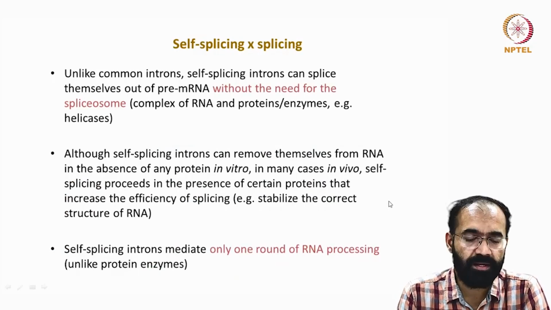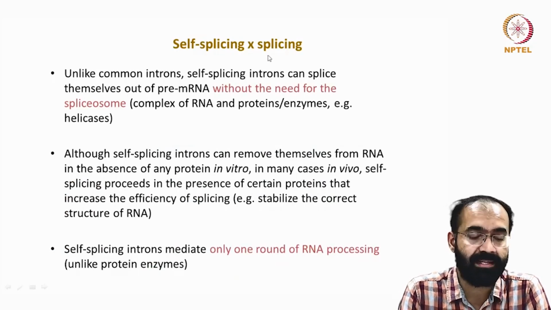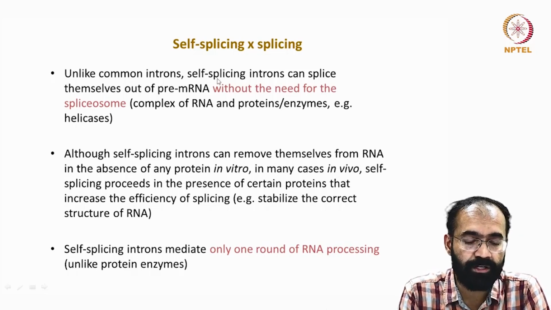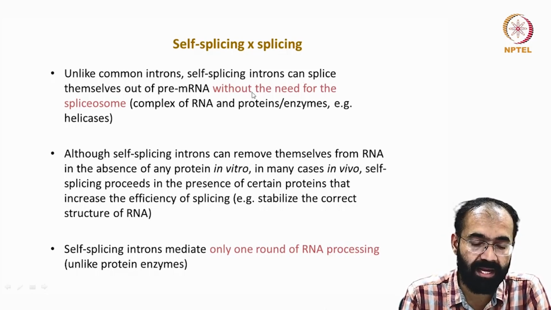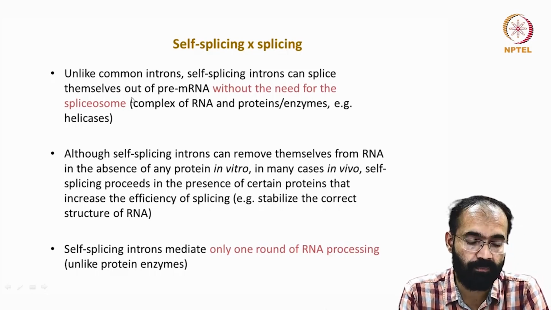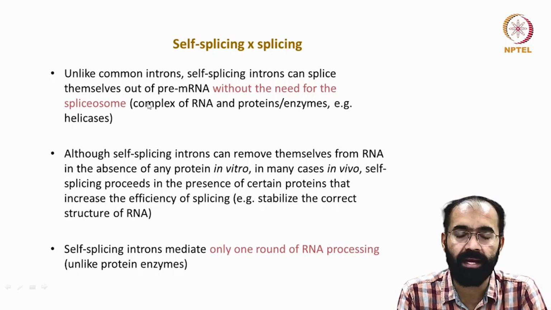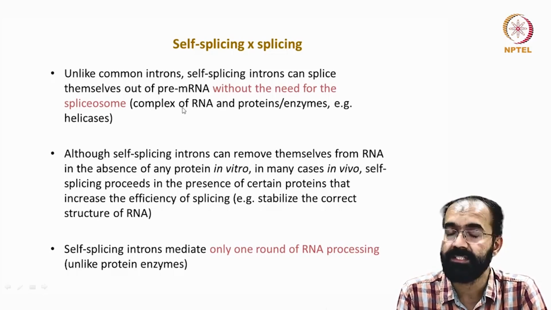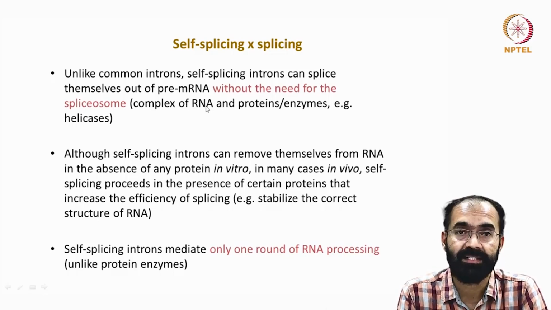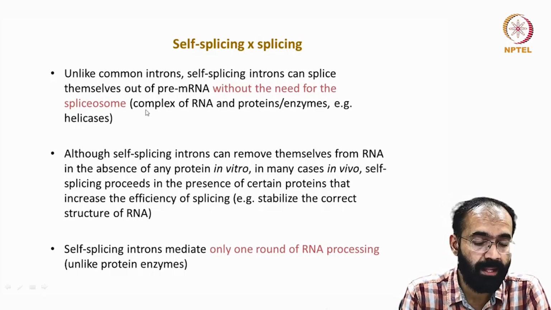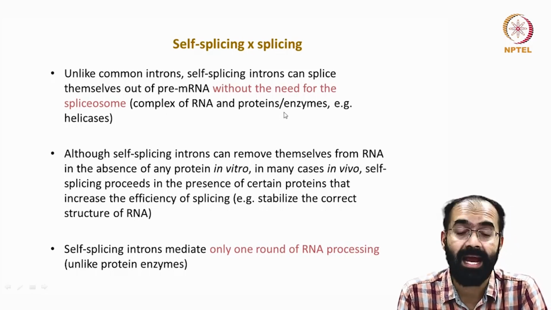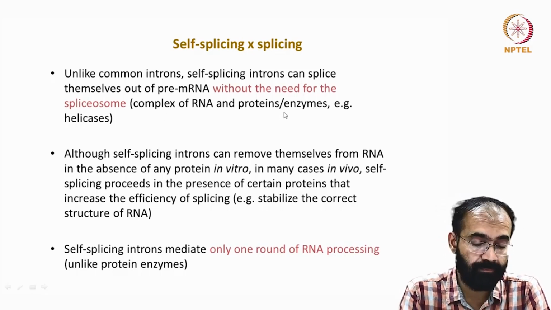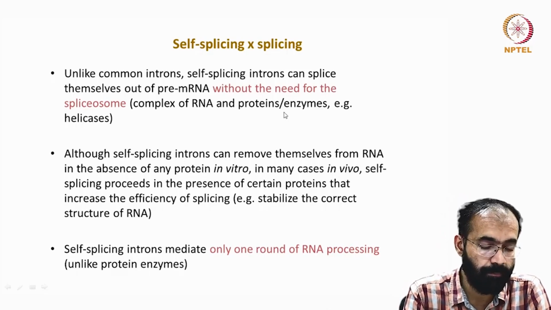What is the difference or similarity between self-splicing and the actual splicing? Unlike common introns, self-splicing introns can splice themselves out of the pre-mRNA without the need of a spliceosome. Remember, normal splicing requires an extensive splicing machinery, which we call the spliceosomal machinery, which is not required for the splicing of self-splicing introns. The spliceosome is a complex of RNA and protein and enzymes such as helicases. They are present in the spliceosomal machinery.